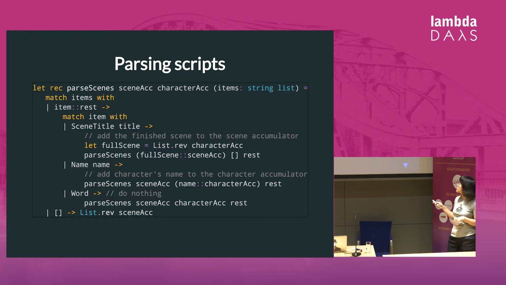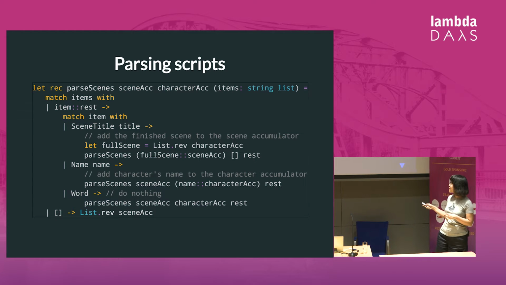I have two accumulators, one for scenes and one for characters. And the scenes are basically just lists of characters that speak within each scene. And then I could get the social network by looking at which characters speak together. So here I'm just going through the elements. If it's a title, then I'm returning the characters that speak in the scene, because it means that the scene ended. And if it's a name, then I'm just adding it into the accumulator.